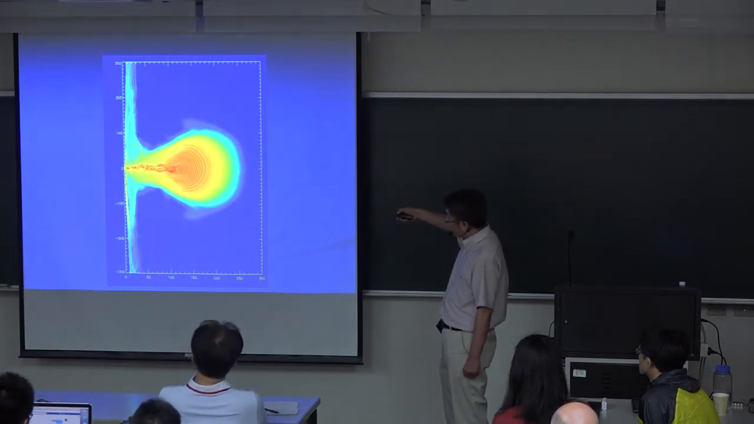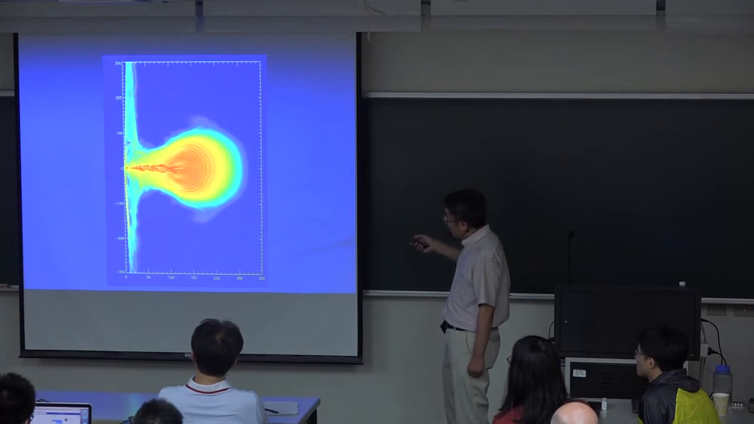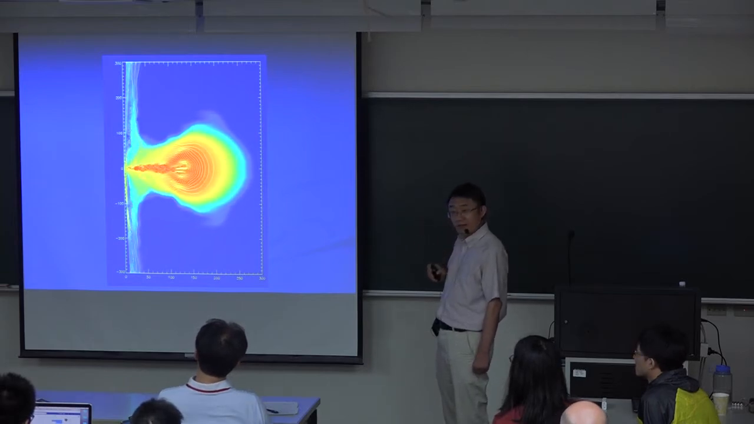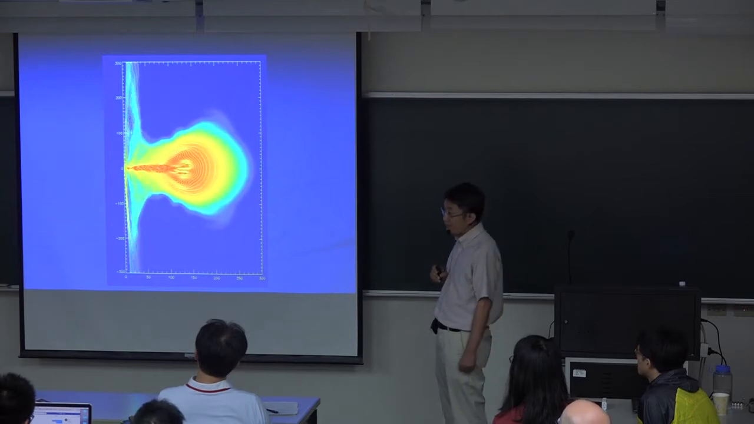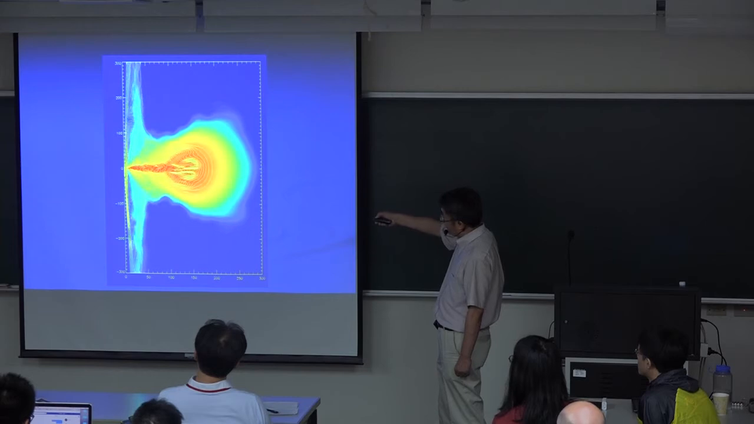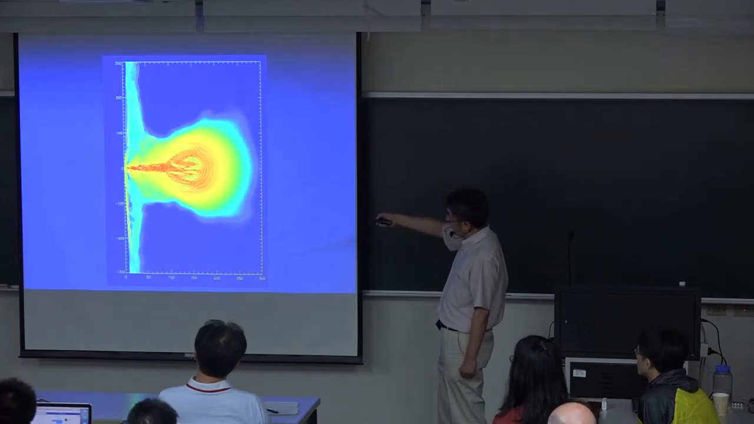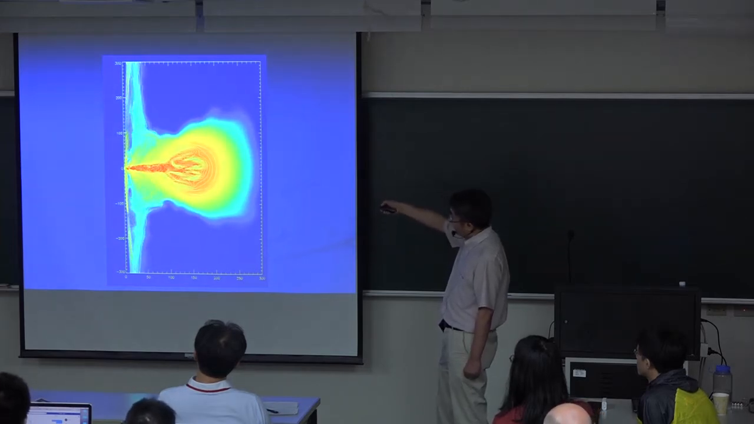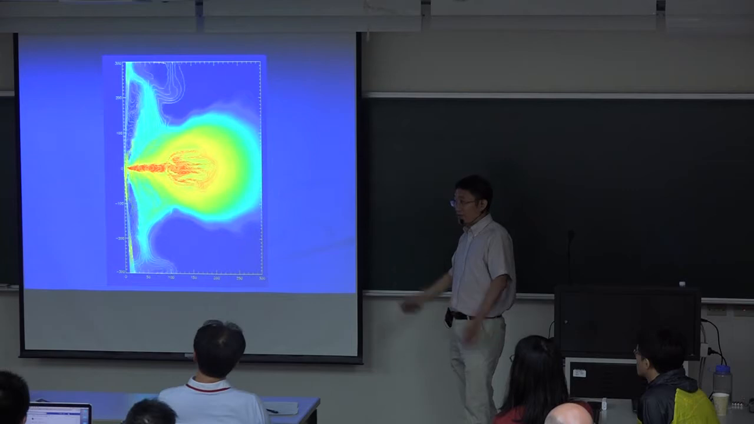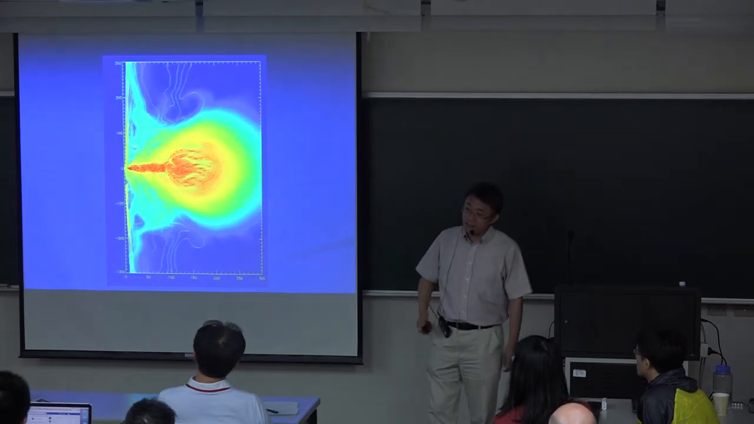Once we start the simulation, we will have the so-called MRI, the magnetorotational instability. In this case, the angular momentum of the gas will be transferred outward, so the accretion will start. You can see now we have turbulence, we have jet, outflow, and accretion, everything. This is a very general picture to give you some general ideas.